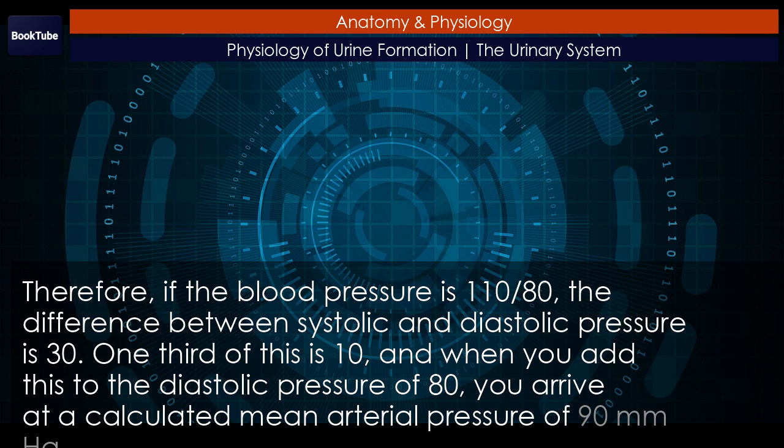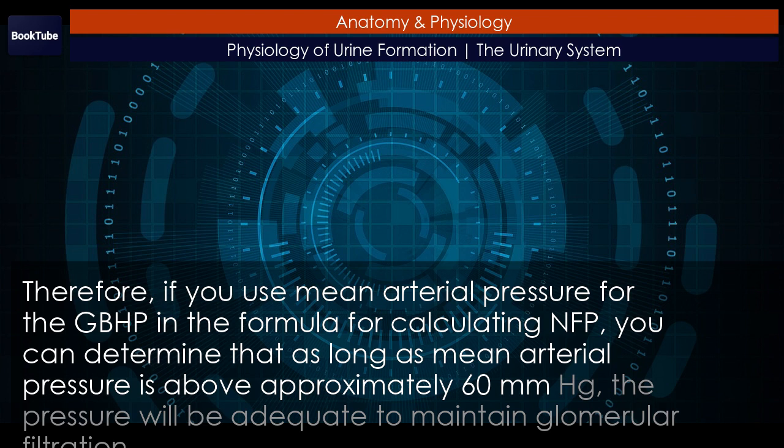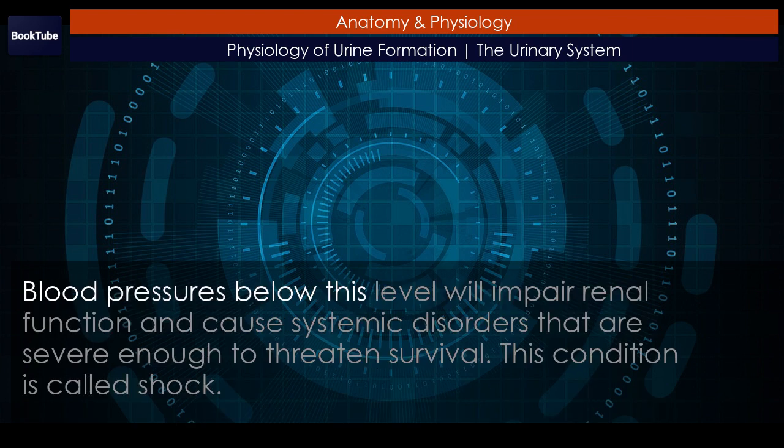Therefore, if you use mean arterial pressure for the GBHP in the formula for calculating NFP, you can determine that as long as mean arterial pressure is above approximately 60 mm Hg, the pressure will be adequate to maintain glomerular filtration. Blood pressures below this level will impair renal function and cause systemic disorders that are severe enough to threaten survival. This condition is called shock.